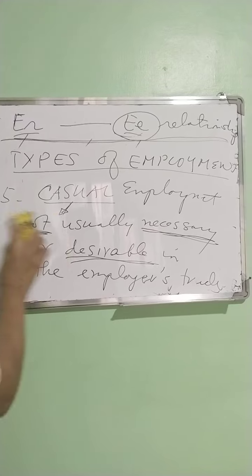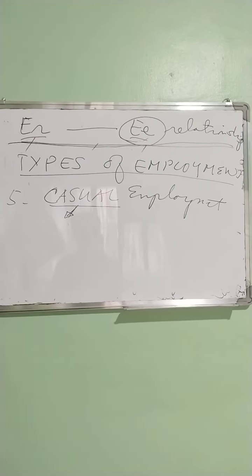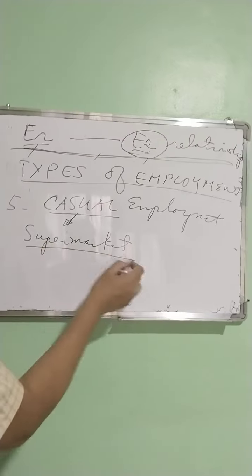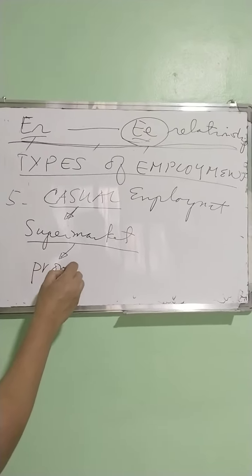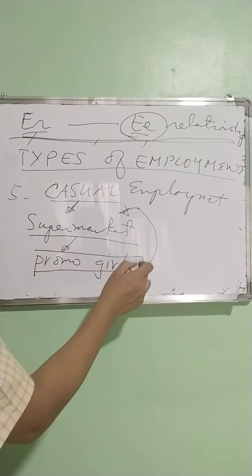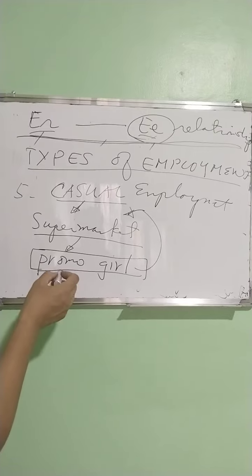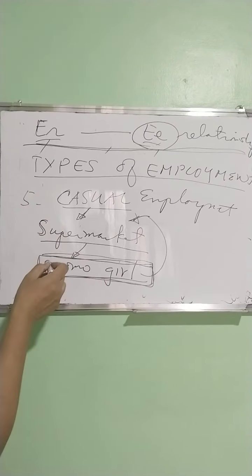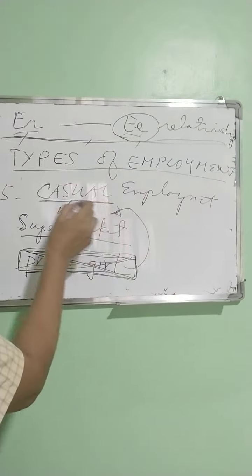Say for instance, an example of this would be if the company is a supermarket and you were only asked by the supermarket to be a promo girl. A promo girl is not usually necessary in a supermarket. Promo girl meaning promotional, it's only for promotion purposes. This one is not usually necessary or important. Even without a promo girl, a supermarket can exist, diba? If you have been engaged as a promo girl, then you are engaged perhaps as a casual employee.